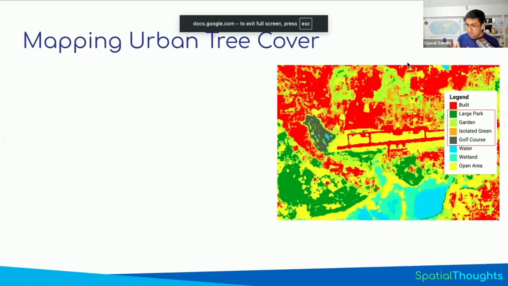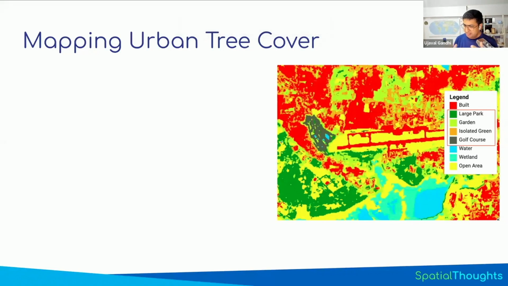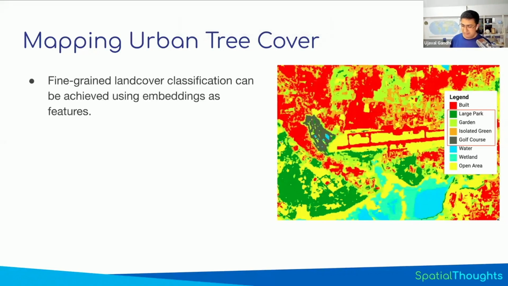So we learned how we can create the supervised classification with embeddings with just a few training samples. What this dataset also enables is to build a land cover classification with legends which were not possible before or were very, very difficult. So for example, this is a project for doing urban tree cover classification. We wanted to map this landscape with different kinds of tree cover. You can imagine if you want to classify a pixel into large parks or isolated trees or gardens or golf courses, those are things which are very, very hard to do with the traditional remote sensing approaches.